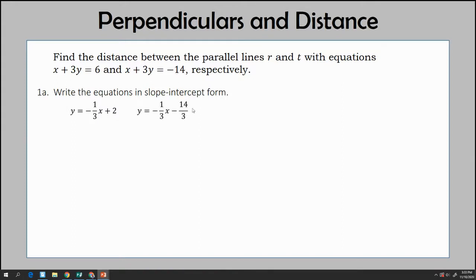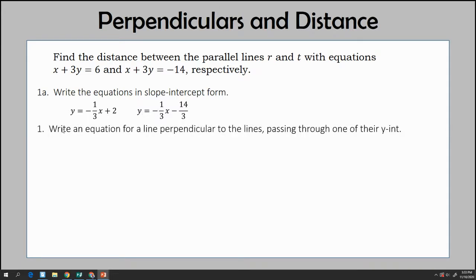Here's our second equation. So now you can see they're parallel. They both have a slope of negative 1/3. They have 2 different y-intercepts. Our job is to find the distance between them. All right, so I'm going to write an equation now for a line that's perpendicular and passes through one of their y-intercepts. Okay, I'm gonna choose the easier one.